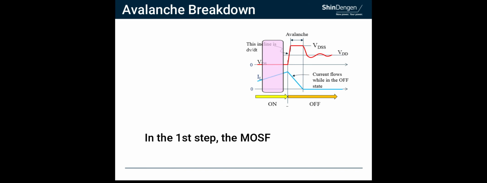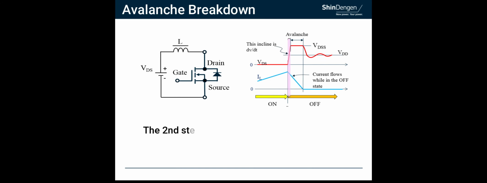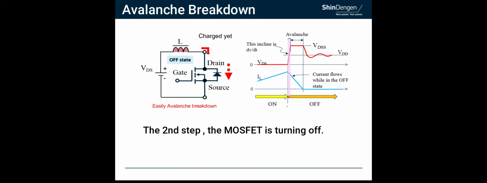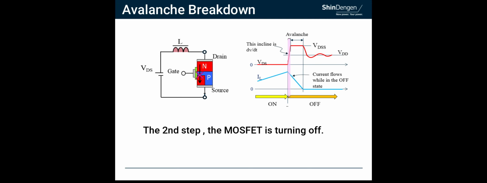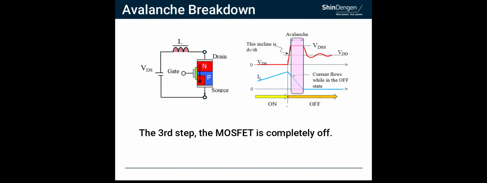In the first step, the MOSFET turns on. In this state, VDS is nothing because the current goes through. This current is large and increasing. The second step is when the MOSFET is turning off. In this state, VDS surges up and the current is gradually going down. The channel on the P layer is disappearing, and if overvoltage is applied, the MOSFET would go into the avalanche breakdown state. The third step is when the MOSFET is completely off.